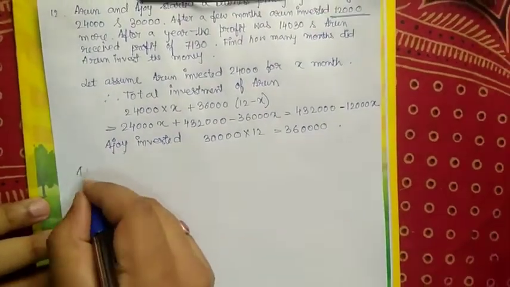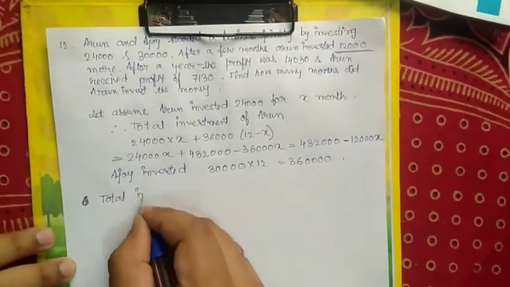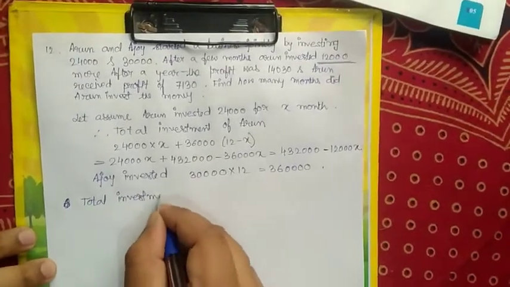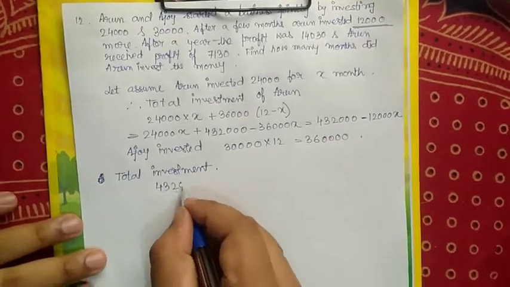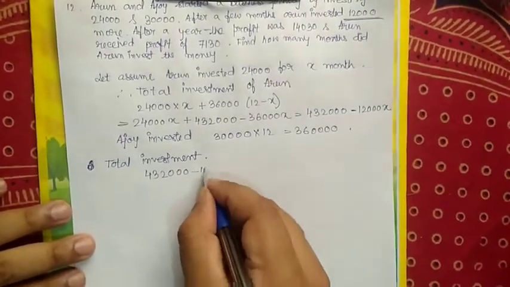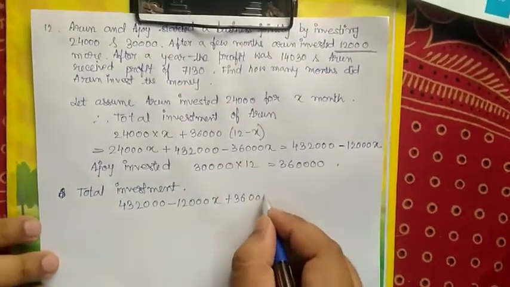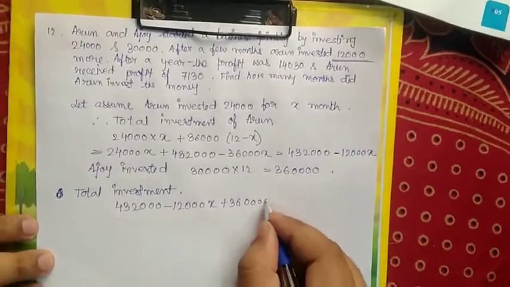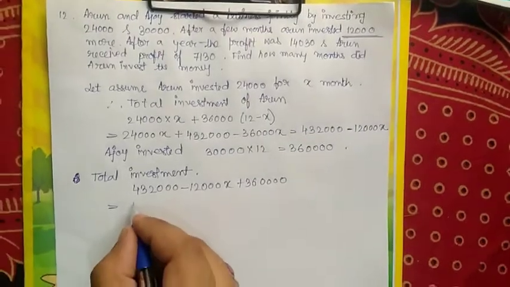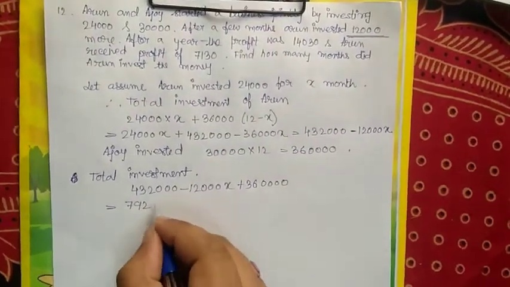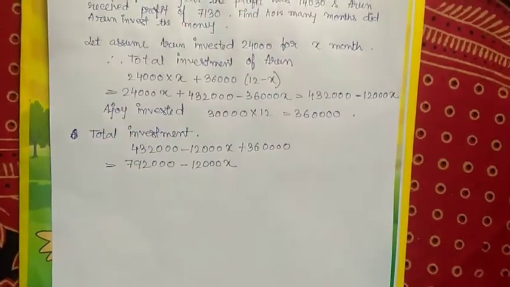So according to the problem, now we have to find the total investment. So total investment is (432,000 minus 12,000 X) plus 360,000. So therefore, we get 792,000 minus 12,000 X. Total investment should be this one.